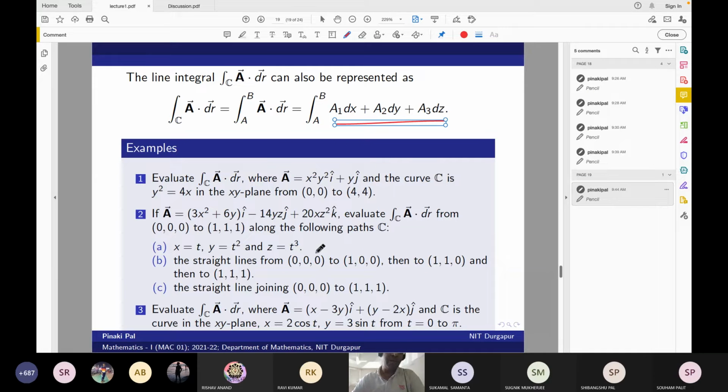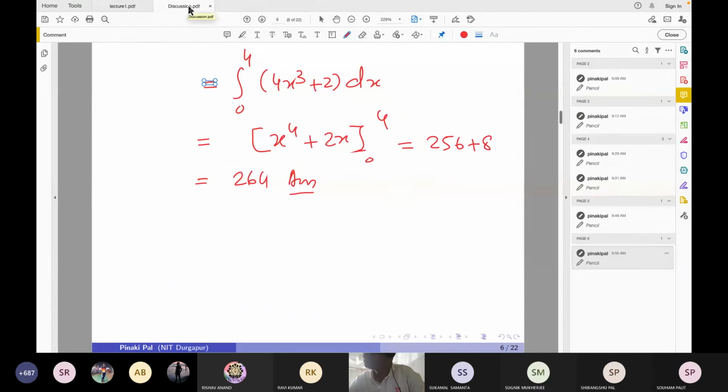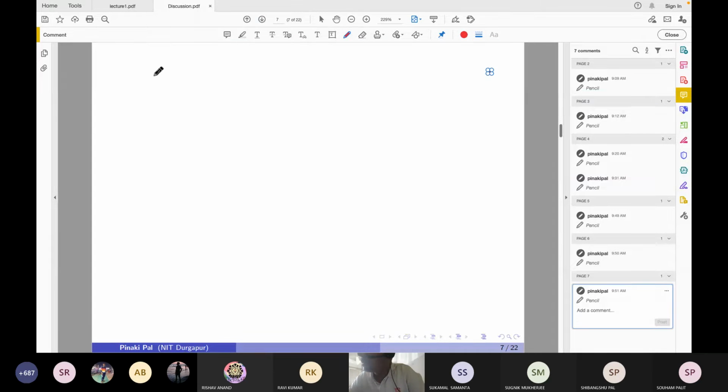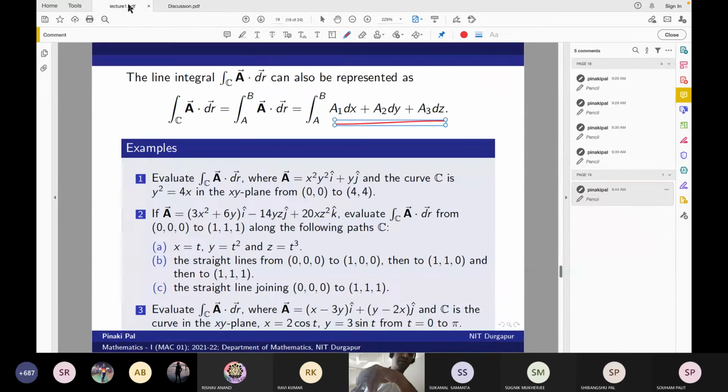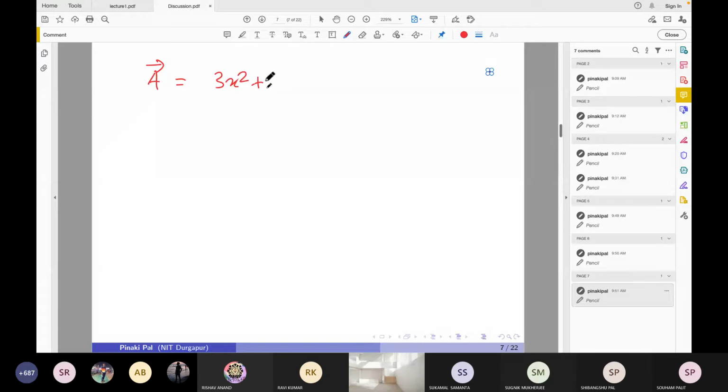Let me just write 3x square plus 6y i. So what is the vector involved in the process? A is equal to 3x square plus 6y i, this is the vector function, minus 14yz j, and then 20xz square k. This is the vector.